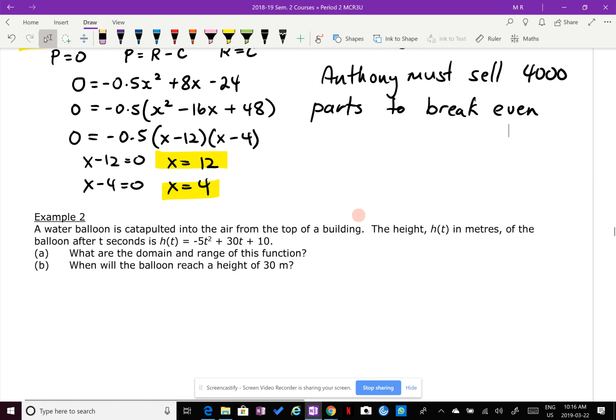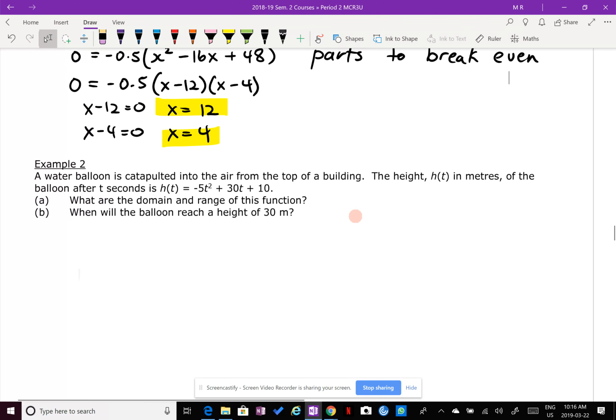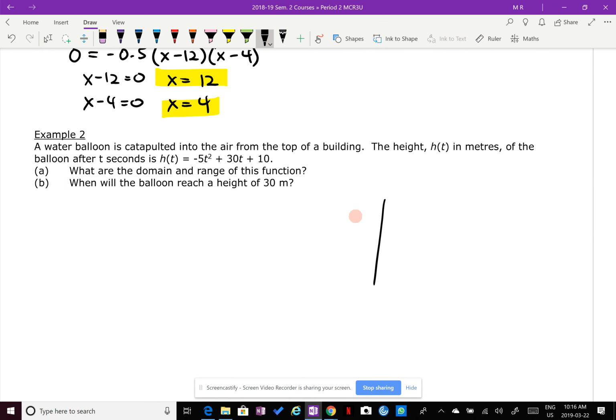Example number 2. A water balloon is catapulted into the air from the top of a building. So I'll draw a building.